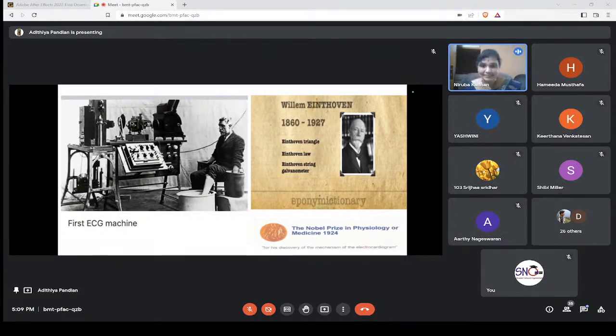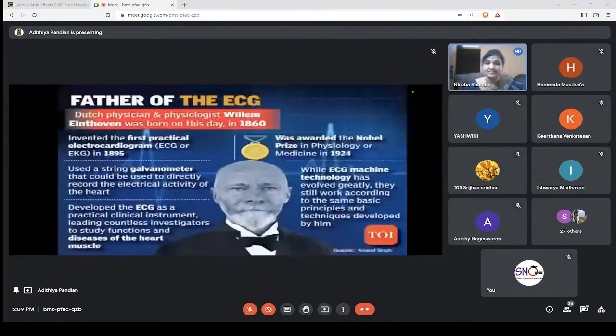But next slide, please. The basis, the principle behind doing an ECG, the last point which I mentioned there, is that they still work under the same basic principle and techniques developed by Einthoven. Willem Einthoven is a very interesting person. Using a string galvanometer, he himself made a reference point and did it on his own. Now, in the next slide, please.